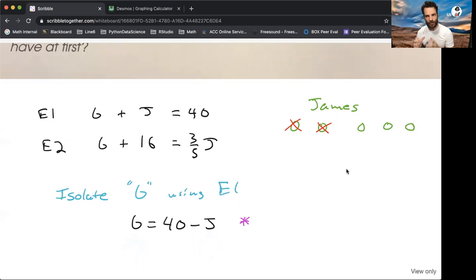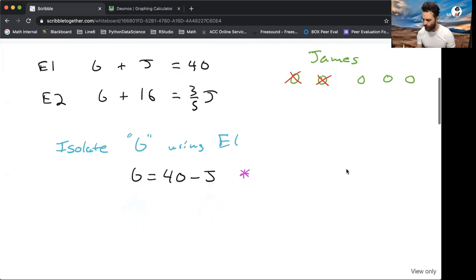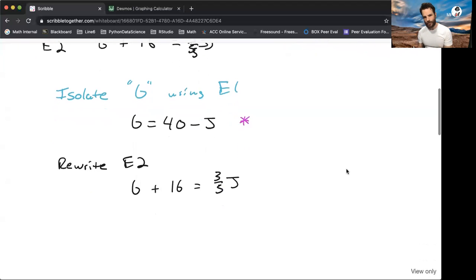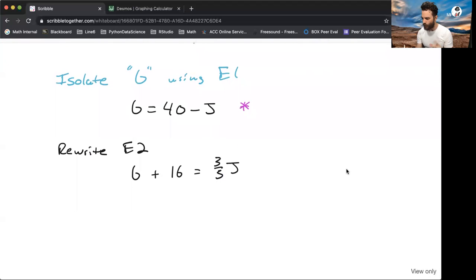Now, we're going to use this, and we are going to substitute this relation into equation 2. So, if we rewrite equation 2, we would get G plus 16 is equal to 3/5 J. The substitution step will happen here. What are we going to do? Well, we want to rewrite this G and replace it with what we know G is. What is G? G really is 40 minus J.